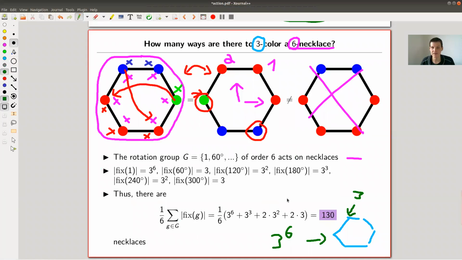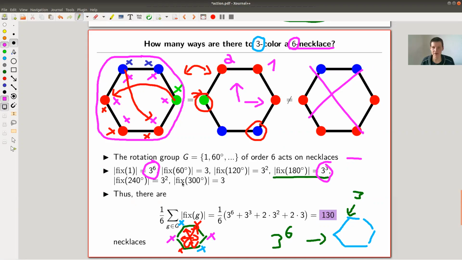Let's have a look at the rotation by 180 degrees. That's the next easiest one. What the 180-degree rotation does is exchange those points along the diagonal. In particular, I still have the freedom to choose this one, but then this one needs to go along. If I choose this one, then this one is fixed. In other words, the number of fixed points is 3 cubed instead of 3 to the 6, because along the diagonal my rotation fixes everything. So I can only choose basically half of the vertices.